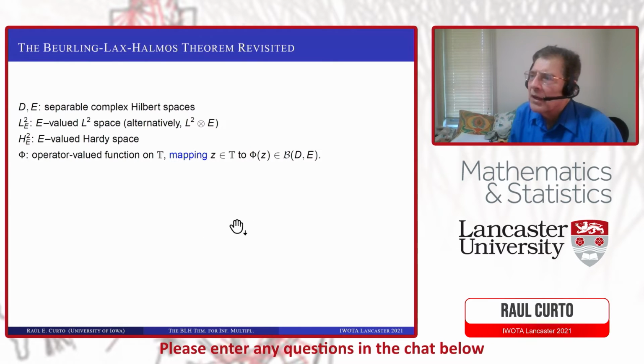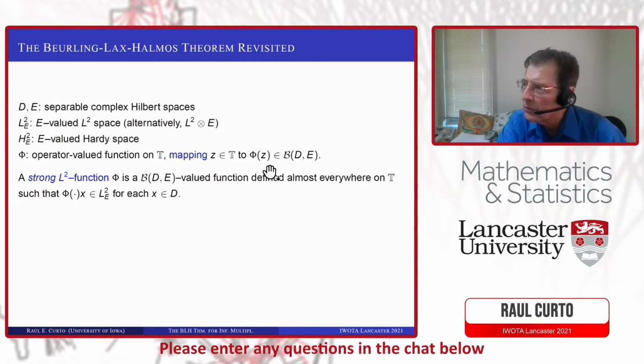All right, so let's revisit now Beurling, Lax, Halmos. We're working in the infinite multiplicity case now. So D and E are separable complex Hilbert spaces. We're going to look at E-valued L2 space, Hardy space, and operator-valued functions mapping z to an operator from D to E. So just as in the case of matrices, where we were allowing rectangular matrices, now we are allowing bounded operators from one Hilbert space to another Hilbert space.